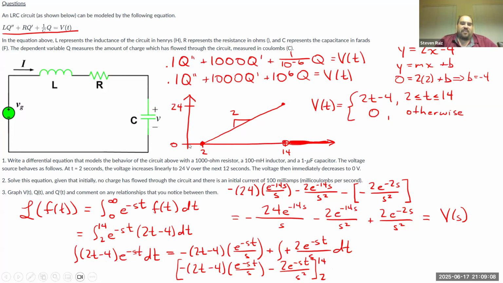So the fact that I have a point where my function is not differentiable at 2, and a point where it's not even continuous at 14, that's why I need the Laplace transforms to help me out here. All right. So I think I've gone beyond what part one asked me for. I think I've solved this equation. So now let's go ahead and move on to part two.